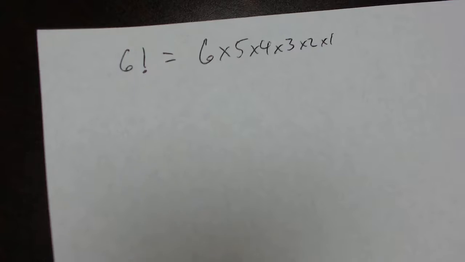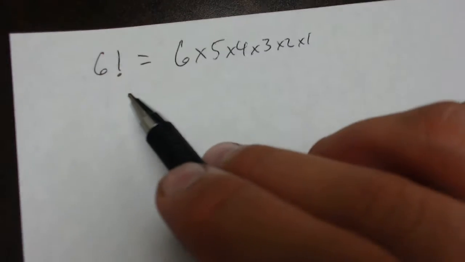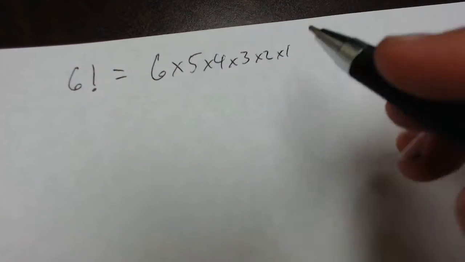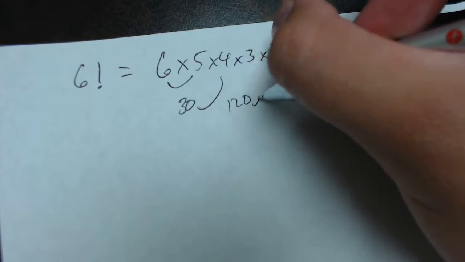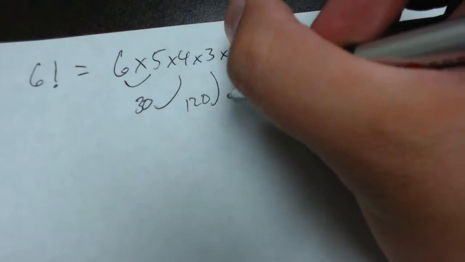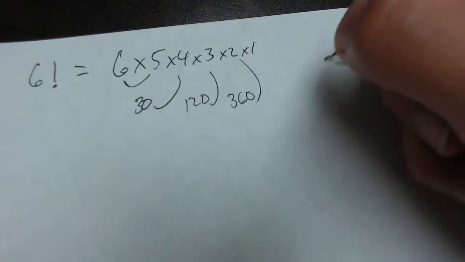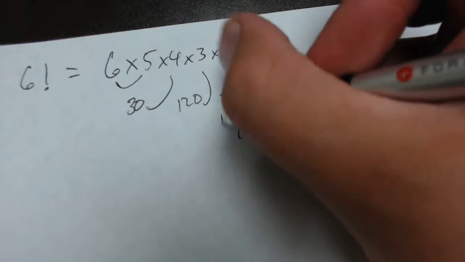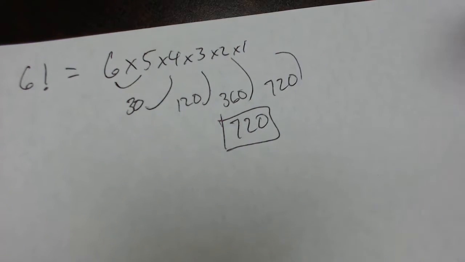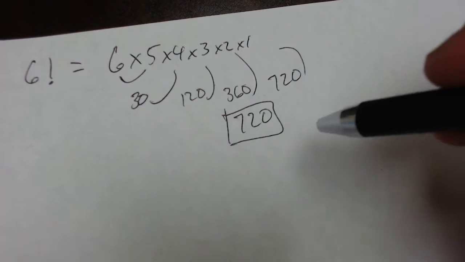Now, let's say they want us to evaluate 6 factorial. Well, all we have to do is multiply. So, to evaluate 6 factorial, we just take 6 times 5, which is 30. 30 times 4, which is 120. 120 times 3, which is 360. 360 times 2, which is 720. And 720 times 1, which is 720. So that's factorial notation. That's how you evaluate factorial notation.